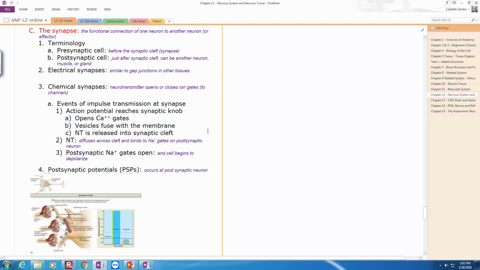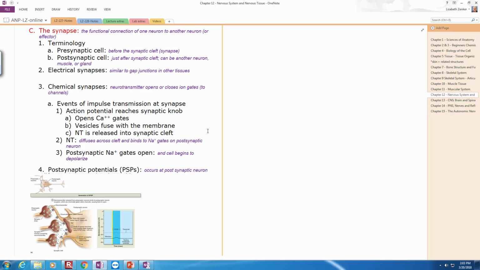The synapse. So the synapse is the functional connection of one neuron to another neuron or effector, because where did you guys see a synapse with muscle cells? It was the neuromuscular junction, right? With the neuromuscular junction, the synapse was between the neuron and a skeletal muscle. That was the effector. Now we're looking at a synapse between one neuron and the next neuron. So it's the axonal terminal of the presynaptic neuron coming into contact with the dendritic side of the postsynaptic neuron where our synapse is occurring, okay, between those two.